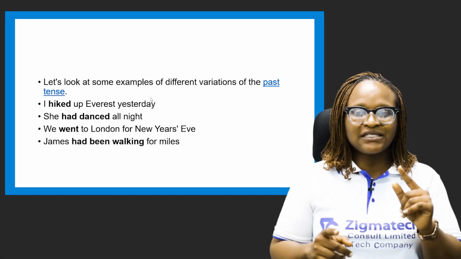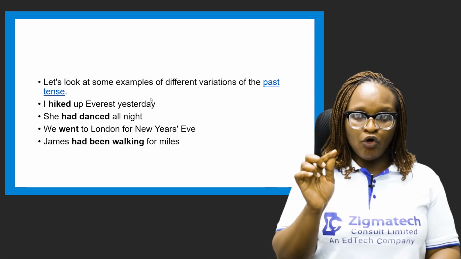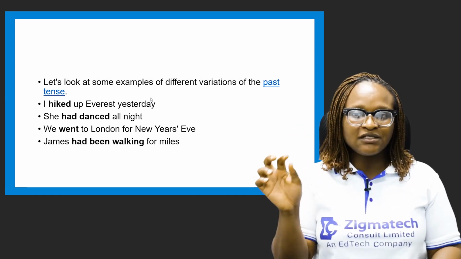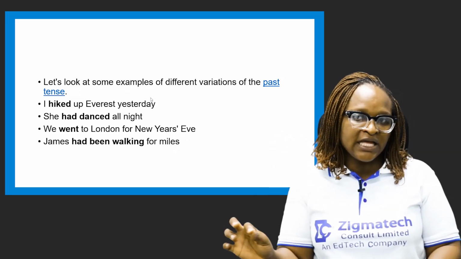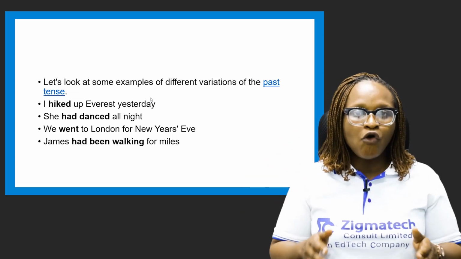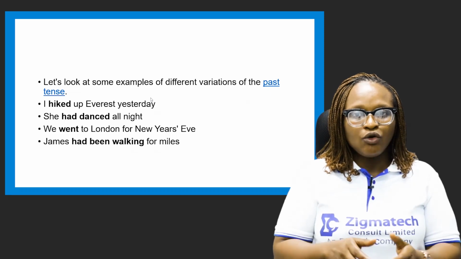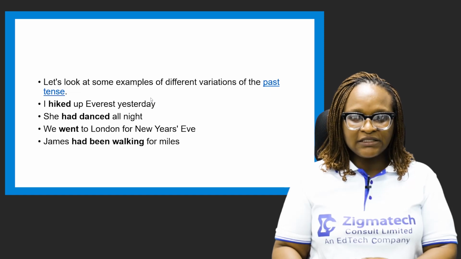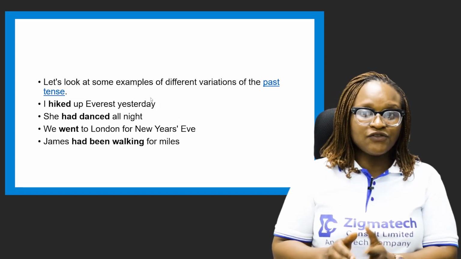So we have seen the past tense formed by simple past tense on regular verb form. We've seen she had danced, formed from past perfect tense. We have seen we went to London for New Year's Eve, formed from irregular verbs. All right? Go, went, gone. That is it. That's from irregular verbs. We have past tense from regular verbs.